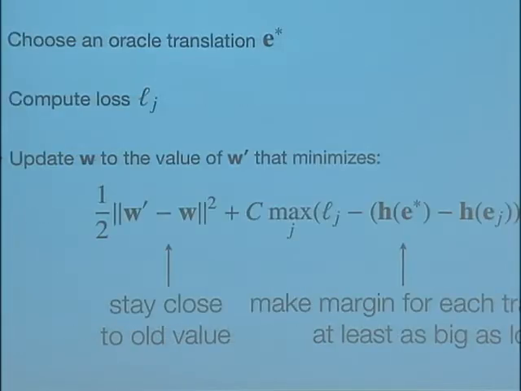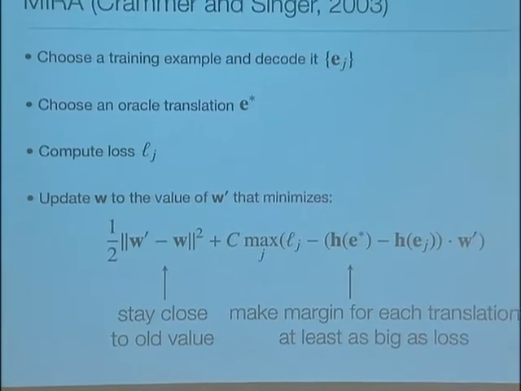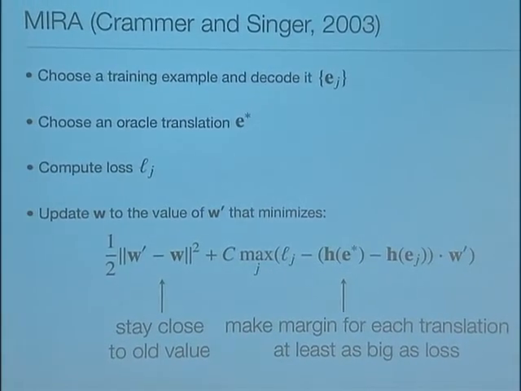Okay, so here's how the MIRA algorithm works in a nutshell. And if you want more details, you can refer to the paper. It's an online learning method. So we translate a sentence, and then we try to learn from each sentence as we process it. Okay, so we choose a training example, and we decode it to get a set of hypotheses E sub J.